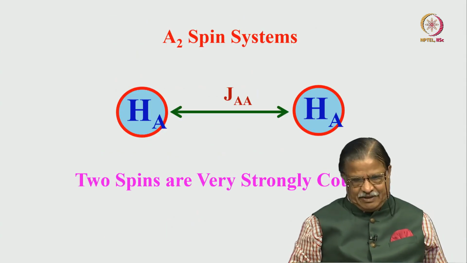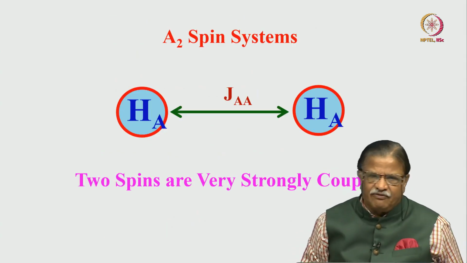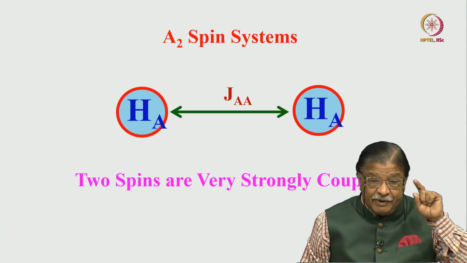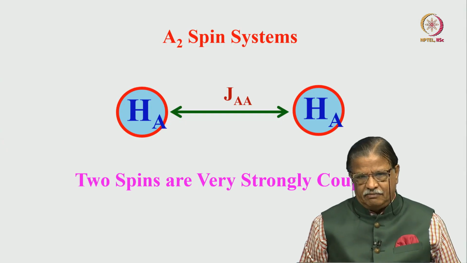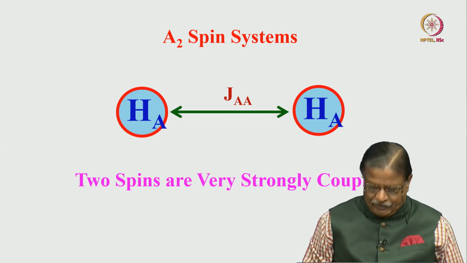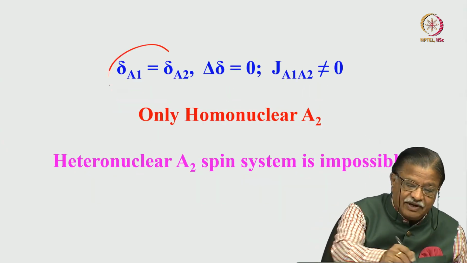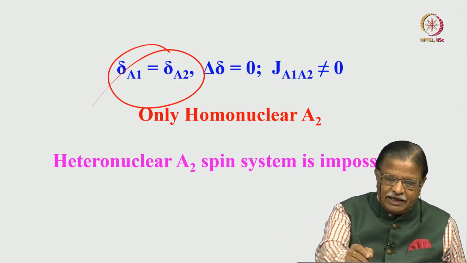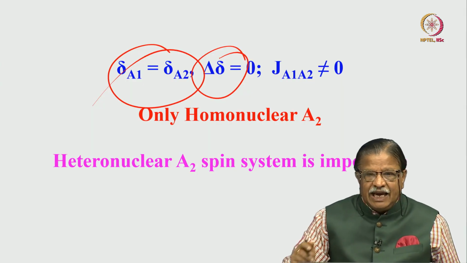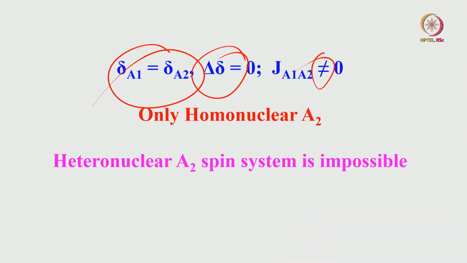What is an A2 spin system? A2 spins are very strongly coupled. AB itself is strongly coupled, and A2 is even more strongly coupled. In this case of A2, the chemical shift delta A1 is equal to delta A2, the difference is 0, delta is 0. And J A1 A2 can be equal to 0 or need not be equal to 0.